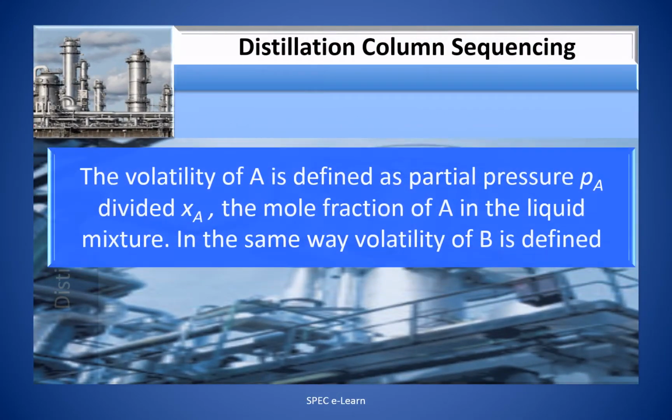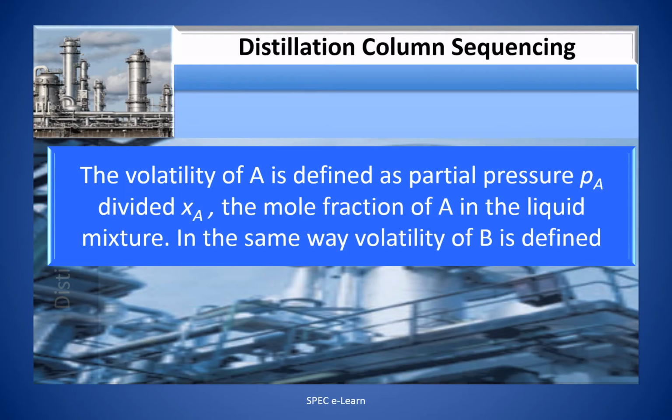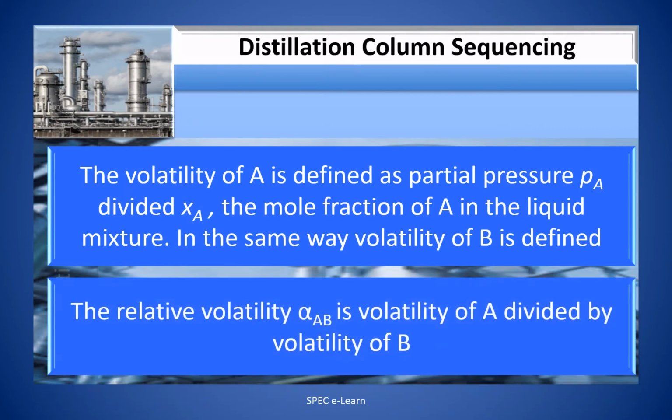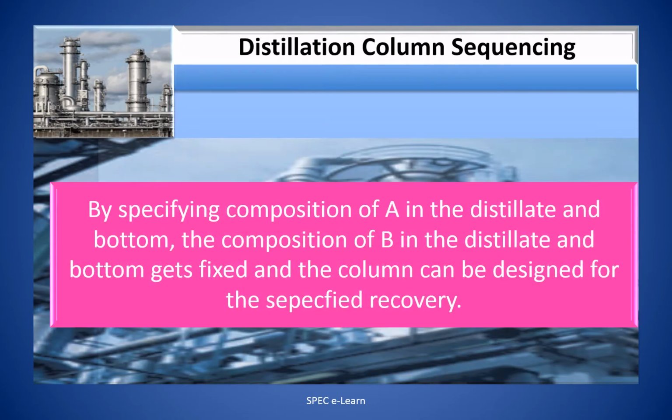The volatility of A is defined as the partial pressure PA divided by XA, the mole fraction of A in the liquid mixer. In the same way, the volatility of B is defined. The relative volatility alpha is the volatility of A divided by the volatility of B. By specifying the composition of A in the distillate and bottom, the composition of B in the distillate and bottom gets fixed, and the column can be designed for a specified recovery.